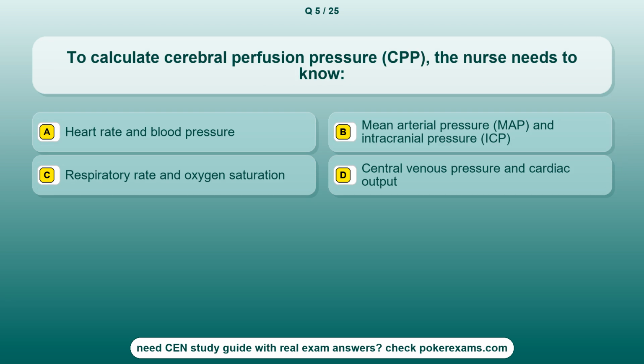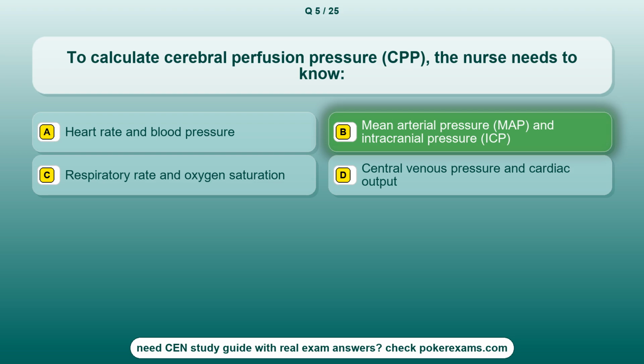Question 5. To calculate cerebral perfusion pressure, CPP, the nurse needs to know option A. Heart rate and blood pressure. Option B. Mean arterial pressure, MAP, and intracranial pressure, ICP. Option C. Respiratory rate and oxygen saturation. Option D is central venous pressure and cardiac output.